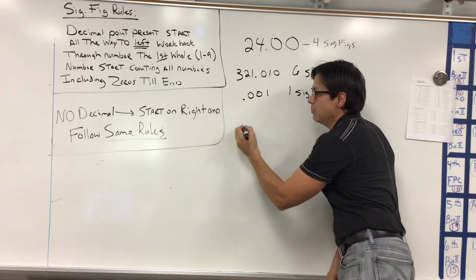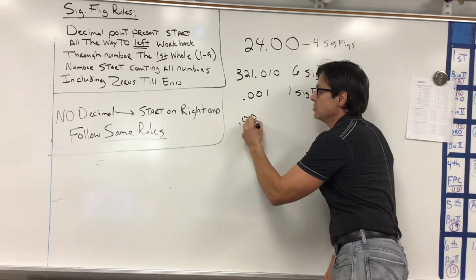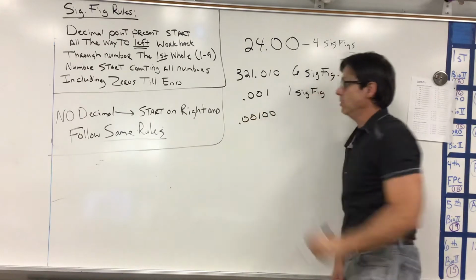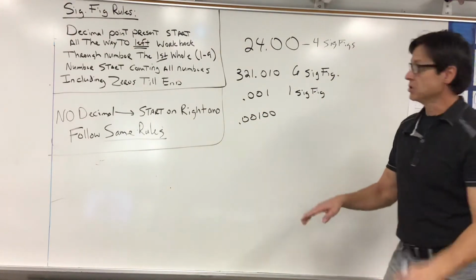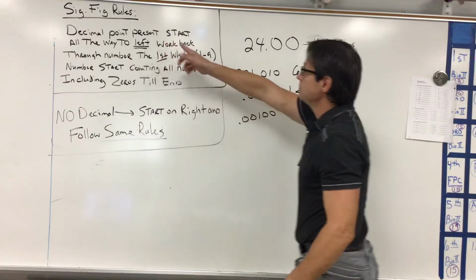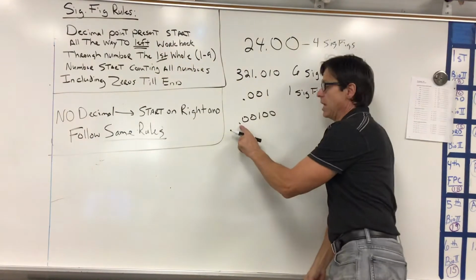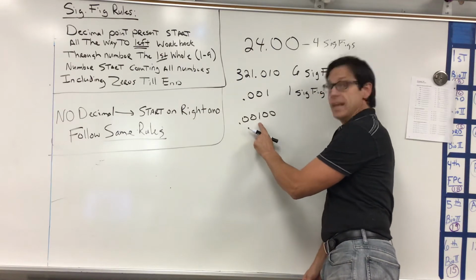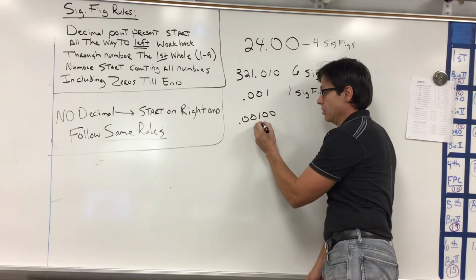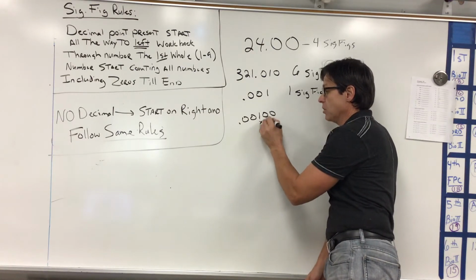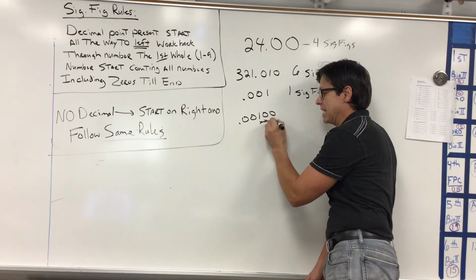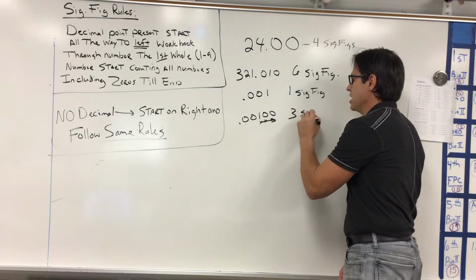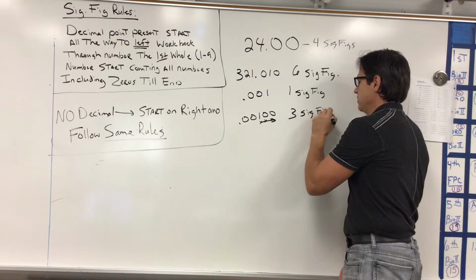Let's say that same one was 0.00100. Same rules. Decimal point present, start from the left. Start counting. No, no, yes. Start counting. 1, and I keep counting. So there's 1, 2, 3. Those zeros count because as soon as I start counting, I keep counting. So this has 3 sig figs, significant figures.